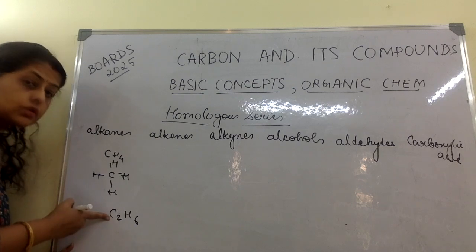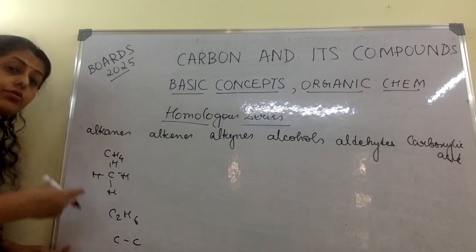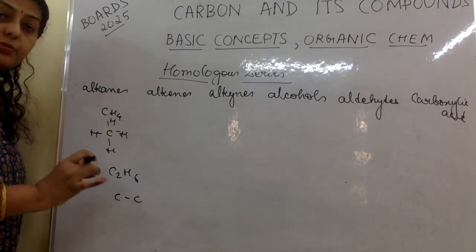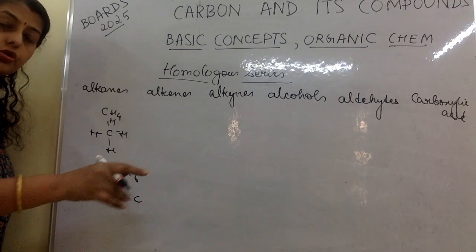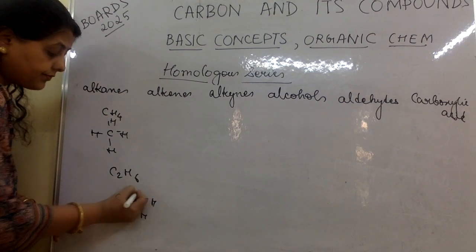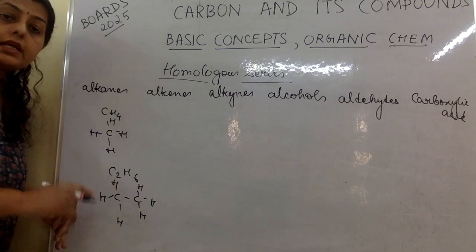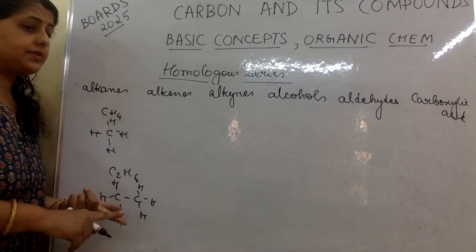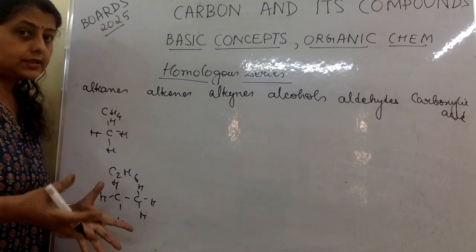Note one thing here also. When we talk about single bond or double bond, remember we are talking about the carbon-carbon bond, not the carbon-hydrogen bond or carbon-oxygen bond. So here, hydrogen. This is ethane. Similarly, you can have propane, butane, pentane, hexane. Every time the carbon atom increases by 1.